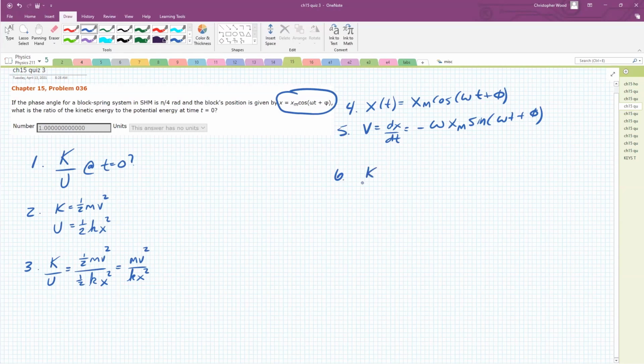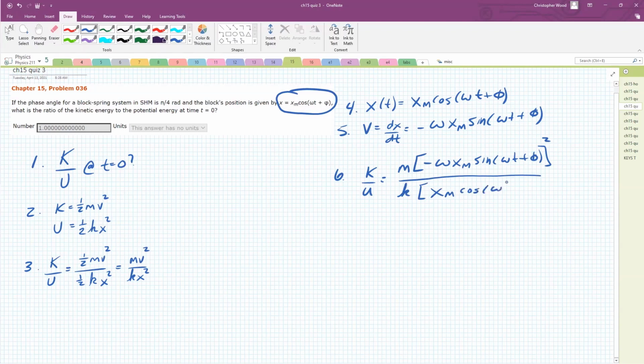All right, so this is step number 4, step number 5, step number 6. So this ratio is equal to mv squared. So here's mass, here's velocity squared. I need to take this entire function, negative omega x sub m sine of omega t plus phi, and square it. There's mv squared, that's my numerator. Here's my denominator, kx squared. And here's x, x sub m cosine of omega t plus phi, squared.